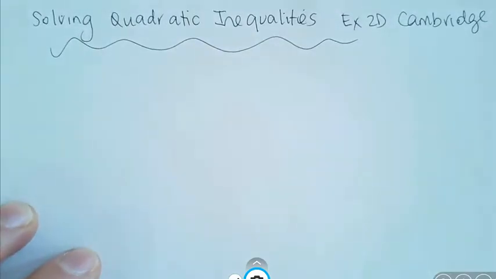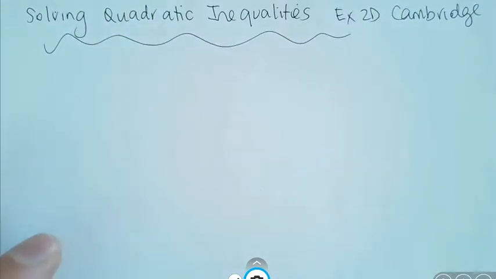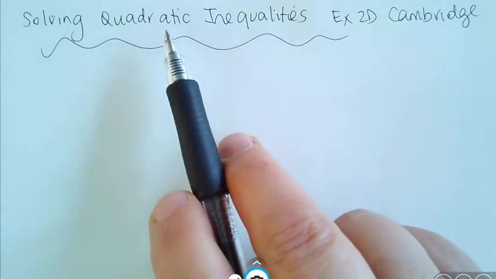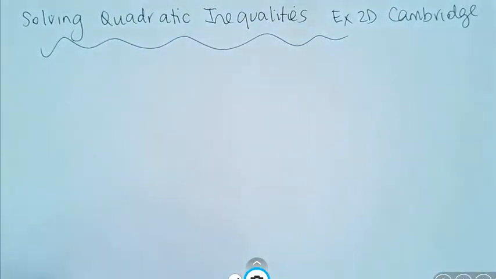Solving quadratic inequalities. I'm getting this from Cambridge exercise 2D. So, to solve quadratic inequalities, what is a quadratic inequality? It's an x squared type graph with a greater than or equal, less than or equal. You can't solve it like a linear inequality.